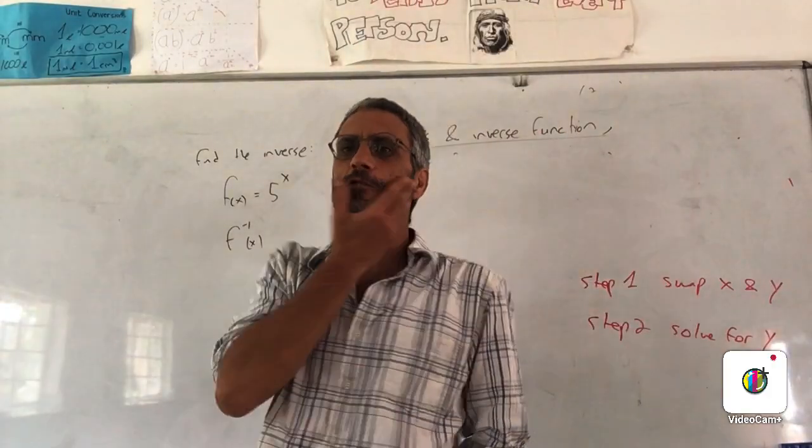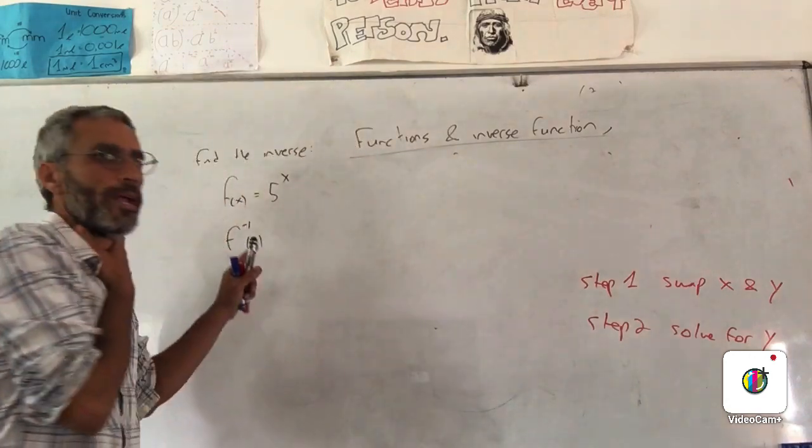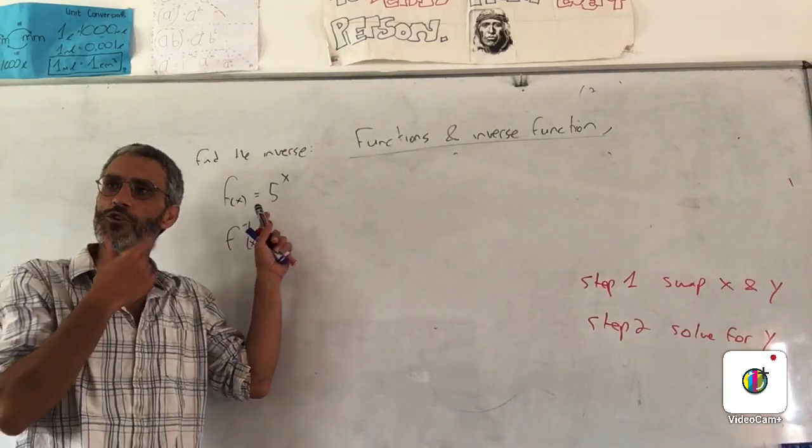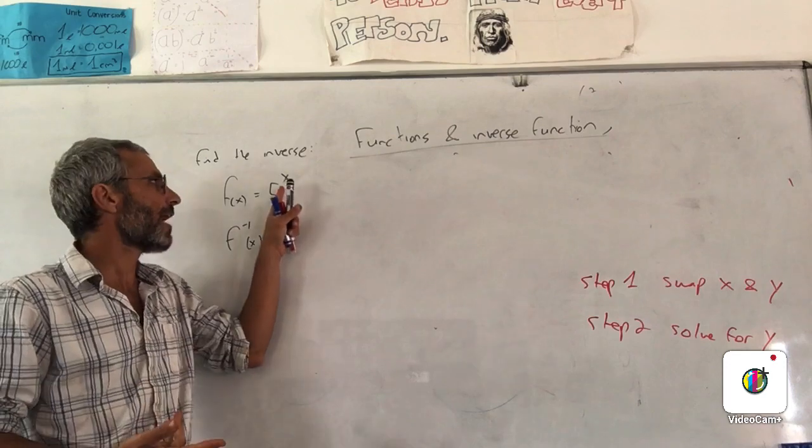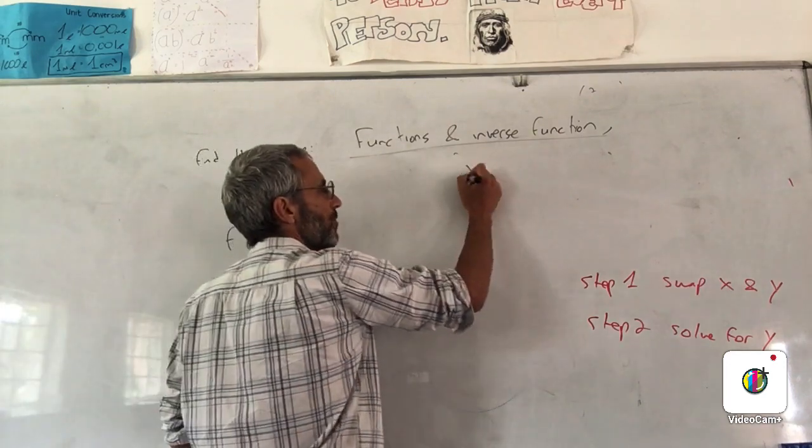The next kind of function is exponents. So we did the square, we did the linear, now we have the x to the power 5.